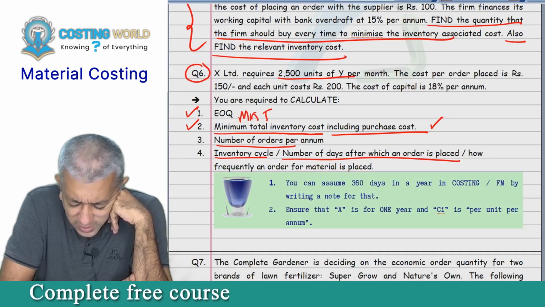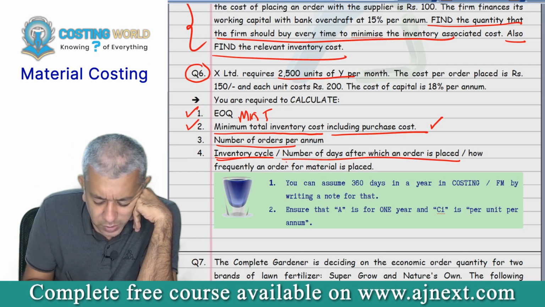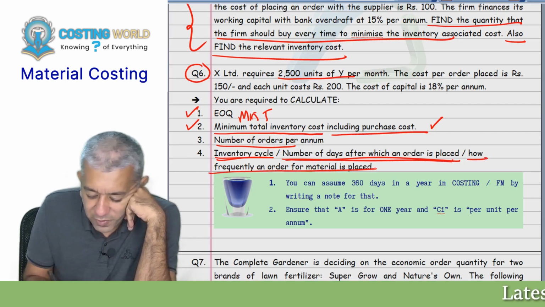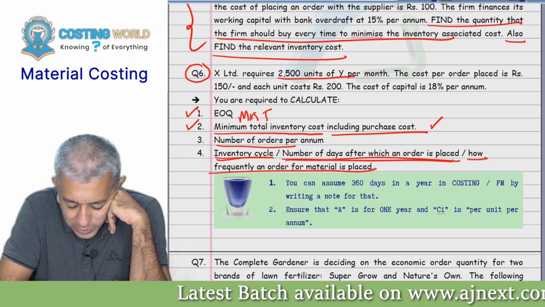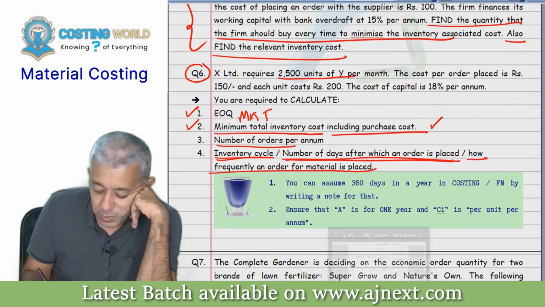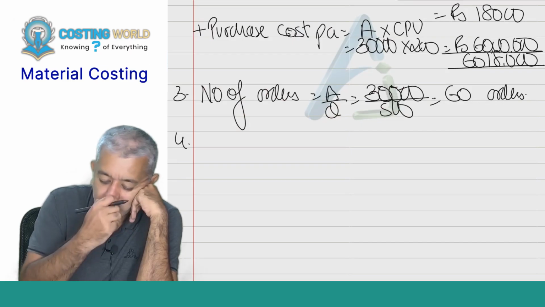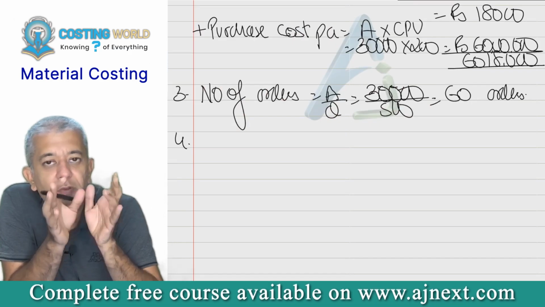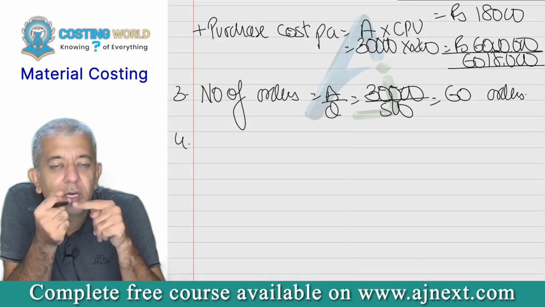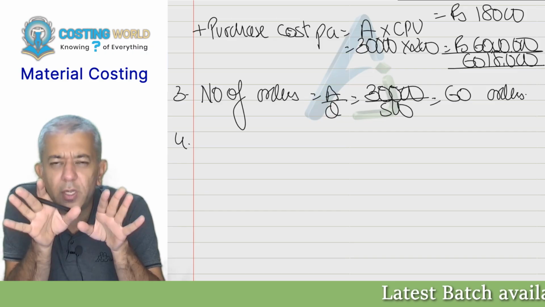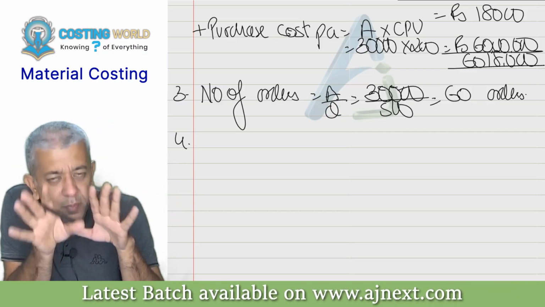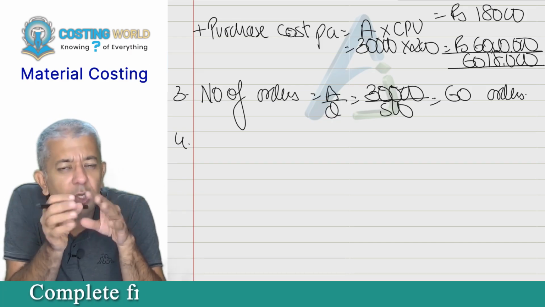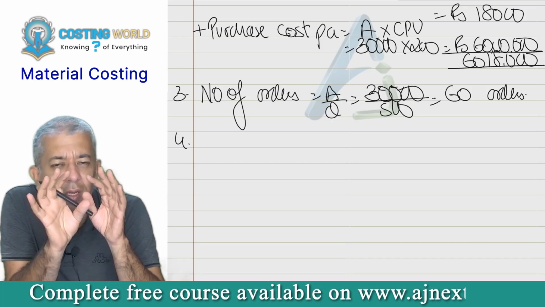Now what does inventory cycle mean? I've just tried to give you the alternate words: number of days after which an order is placed, or how frequently an order for material is placed. What does this mean? Listen, please don't write now. You place 60 orders in the entire year. So inventory cycle means after how many days you place an order. In costing and in FM, it will be okay if in this particular case you assume 360 days in a year to get your calculations in a rounded off way.